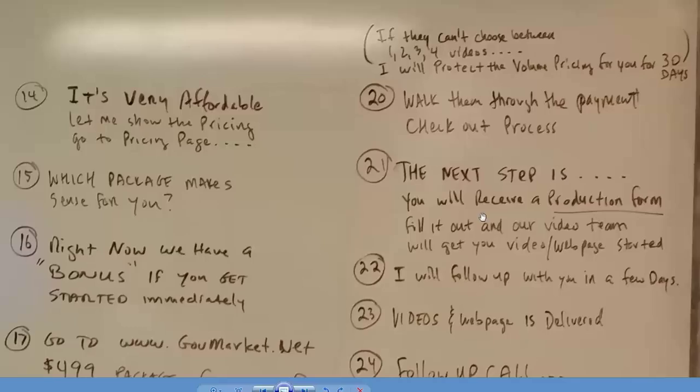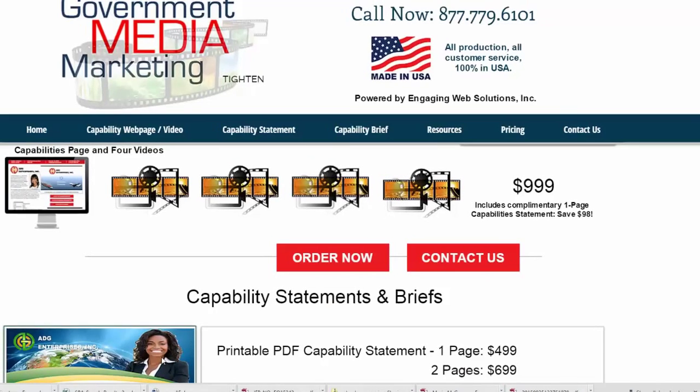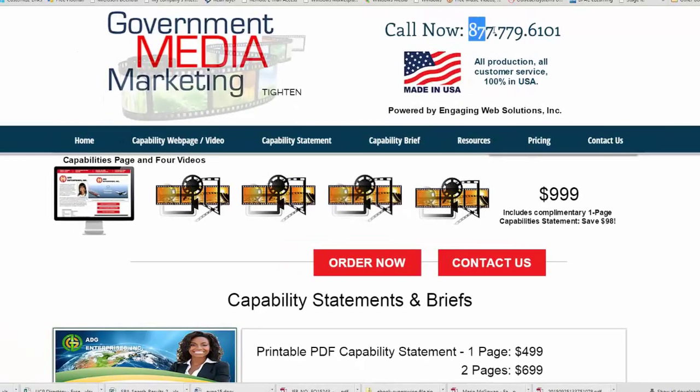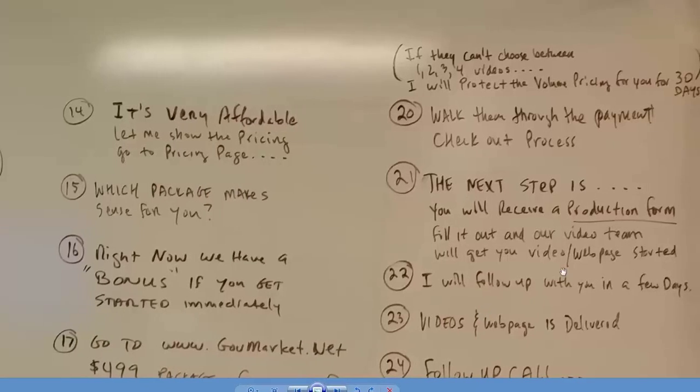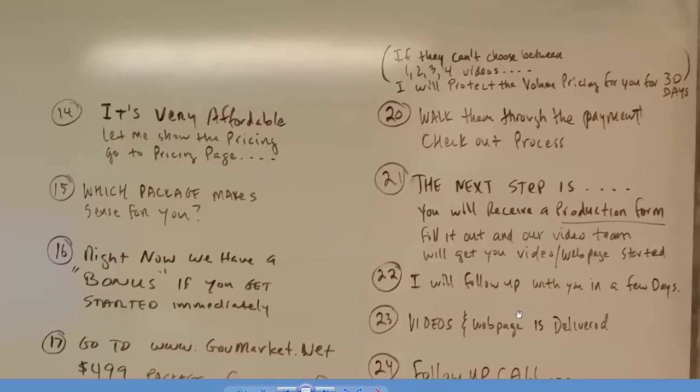And if you have any questions, feel free to call our production team. This is their phone number: 877-779-6101. And so you're going to get that from the production team, the form, fill that out. And then I'll follow you up in a few days, see how things are going.